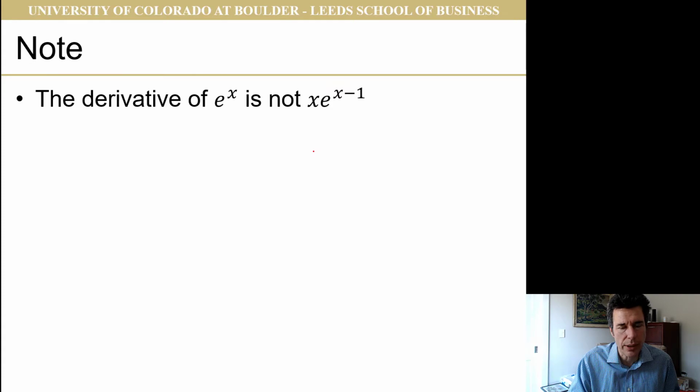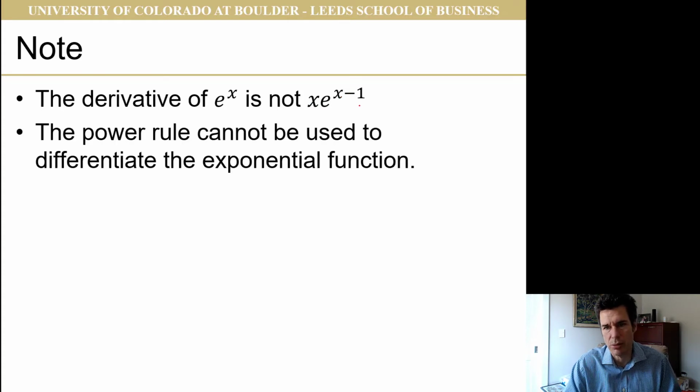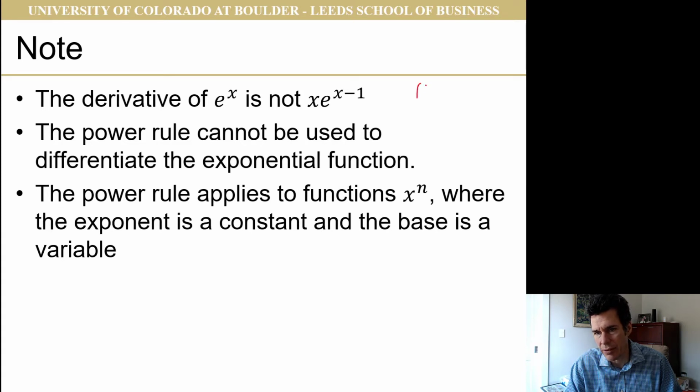One thing to note: the derivative of e to the x is not x e to the x minus 1. We cannot use the power rule. The power rule applies to functions where, if we had f of x equals x to the n, then f prime of x is n x to the n minus 1. The difference is that in this function the base is x, the variable, and the exponent n is the constant, whereas in e to the x it's the other way around. The e is a constant, the x is the variable.